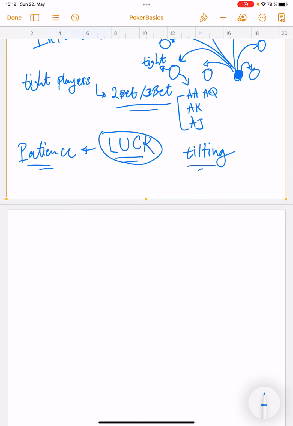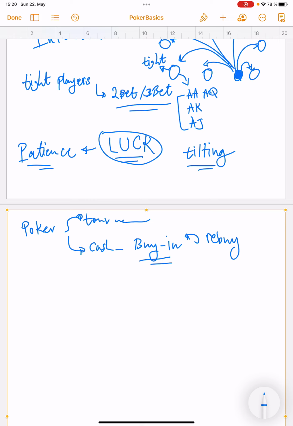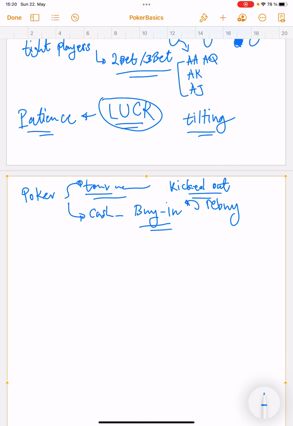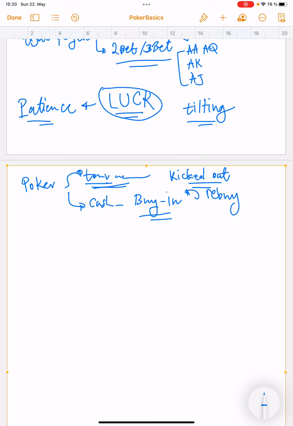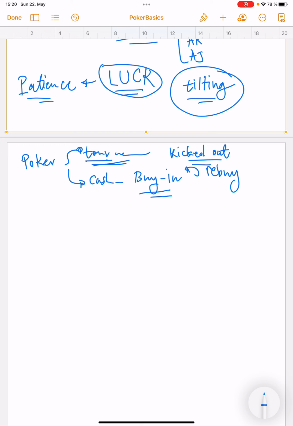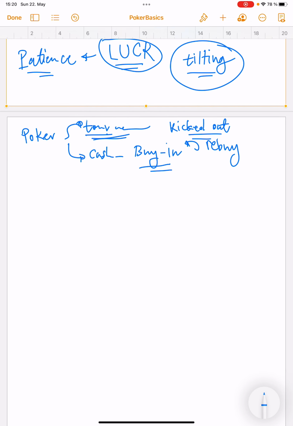And okay, before tilting, I will tell you that you can play poker in tournaments. And you can also play in cash games or other sorts of games which have a buy-in. So you can lose at the table and then you can rebuy again. But in tournaments, there is no option. If you are kicked out, you are kicked out. There is no possibility of rebuy in tournaments. So now let me tell you a very good example of tilting.